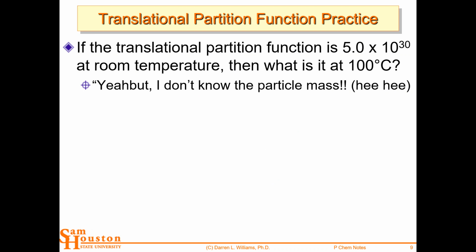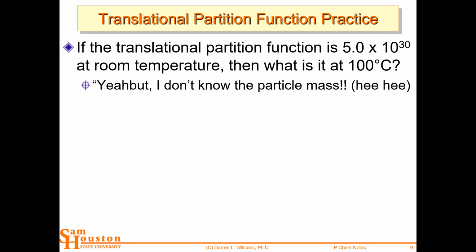Let's look at this one. If that's the translational partition function at room temperature, let's say it's 5 times 10 to the 30. What is it at 100 C? So this is a totally different problem, so we're not talking about argon. We say some molecule or atom has a translational partition function of 5 times 10 to the 30. What is that partition function at 100 C?